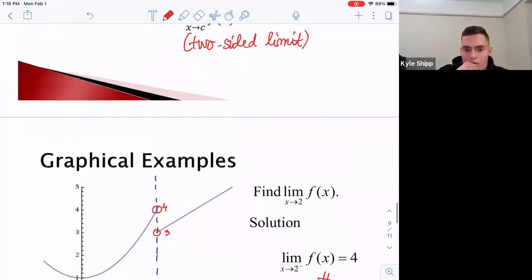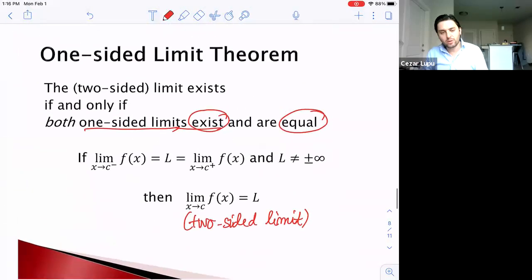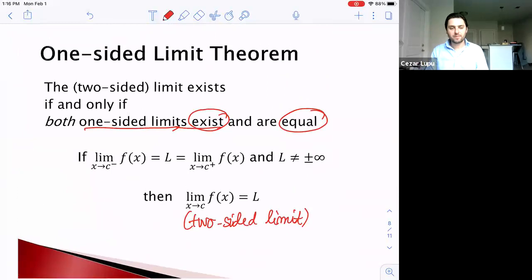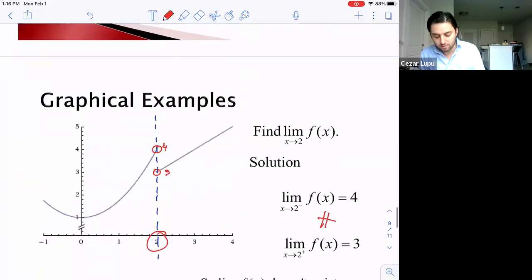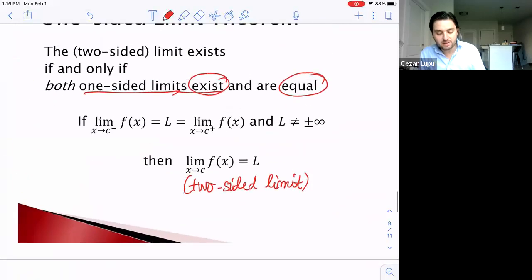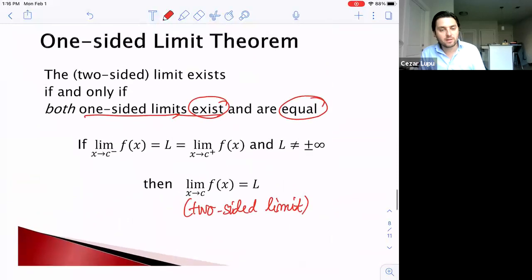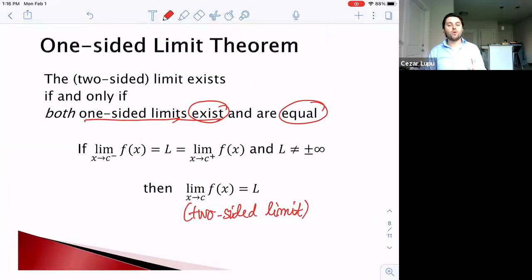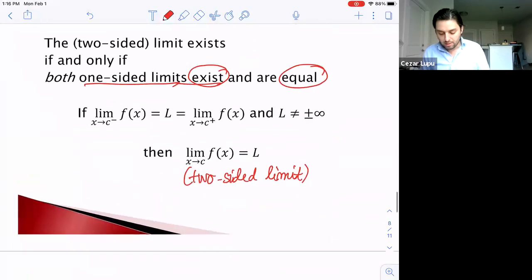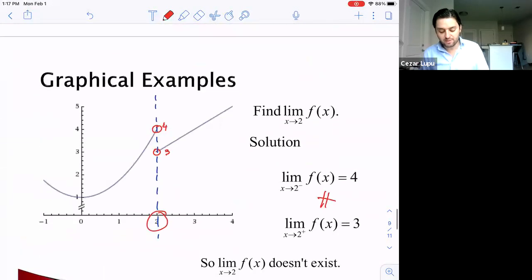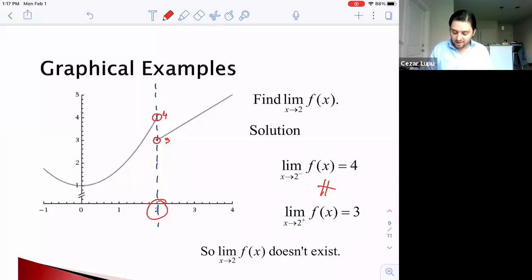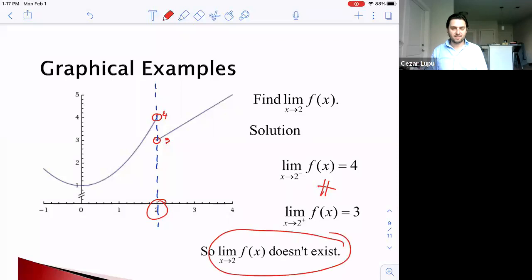If we go back to the theorem, what did the theorem say? It said that the two-sided limit exists if and only if both one-sided limits exist. Well, in our case, they both exist. But moreover, we need something even more: we need those two to also be equal. But in our case, they're not equal. You see, they're different. So the conclusion is clear: the limit as x approaches 2 of f of x does not exist.